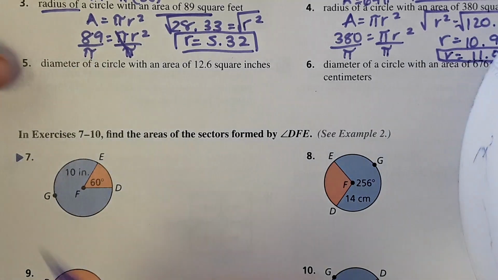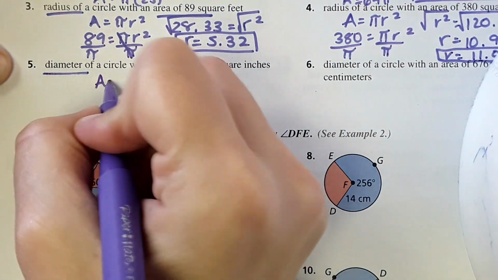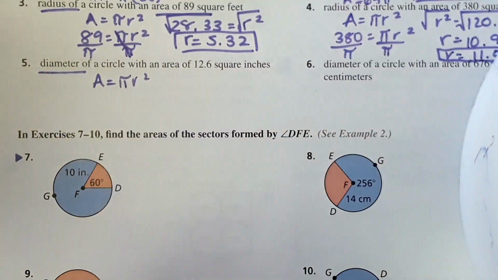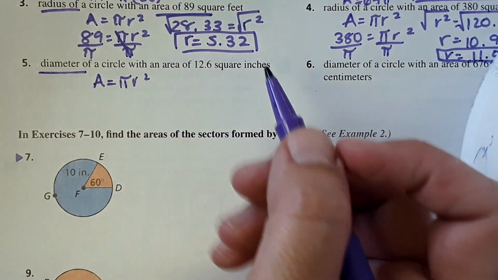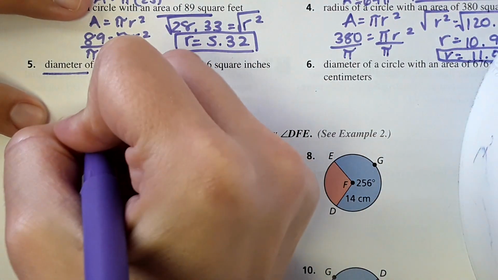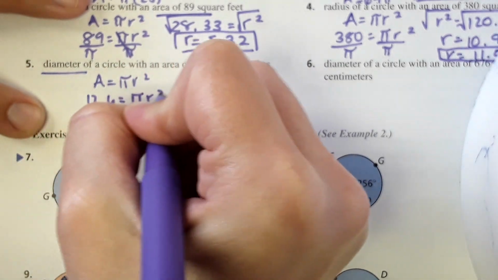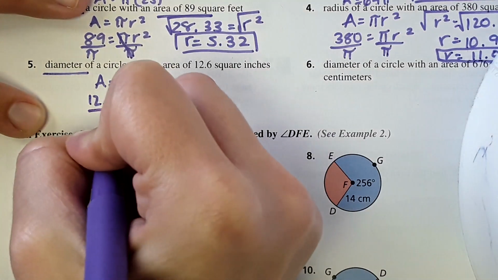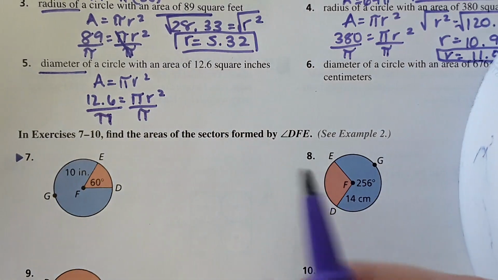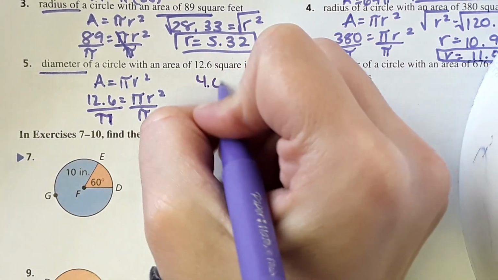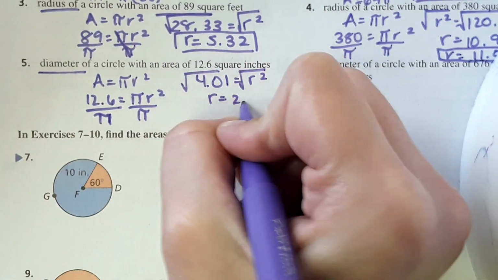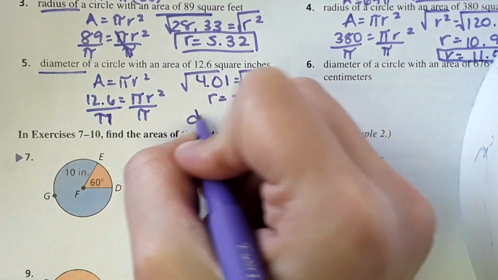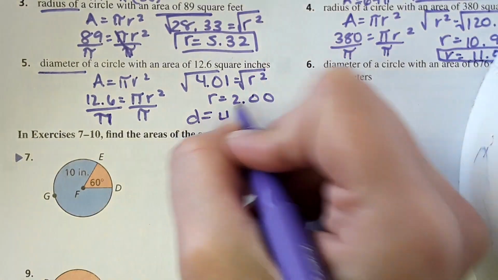Okay. Number 5, now they want to know the diameter. Area equals pi r squared. How are you going to use this to find diameter? Well, we're going to use this equation to find radius and then just double it to find diameter. So it says the area is 12.6. So now I'm plugging it in. Dividing both sides by pi, just like we did before. 4.01 equals r squared. Square root, r equals 2.00. And then diameter would equal 4.00.